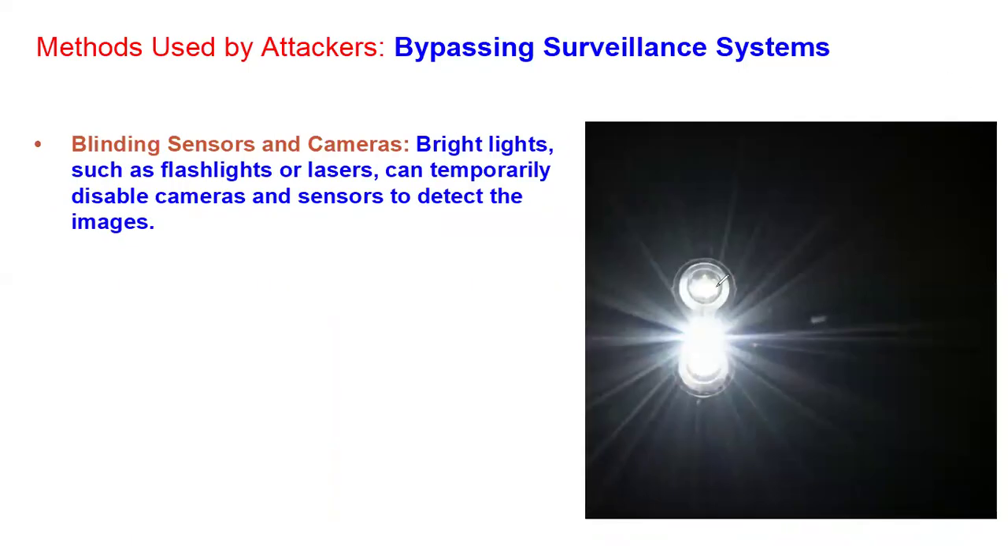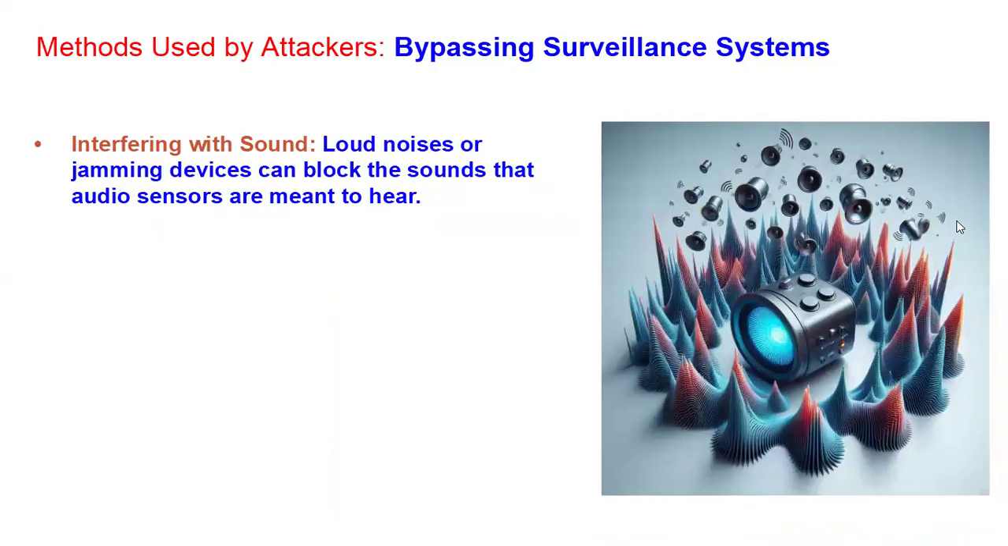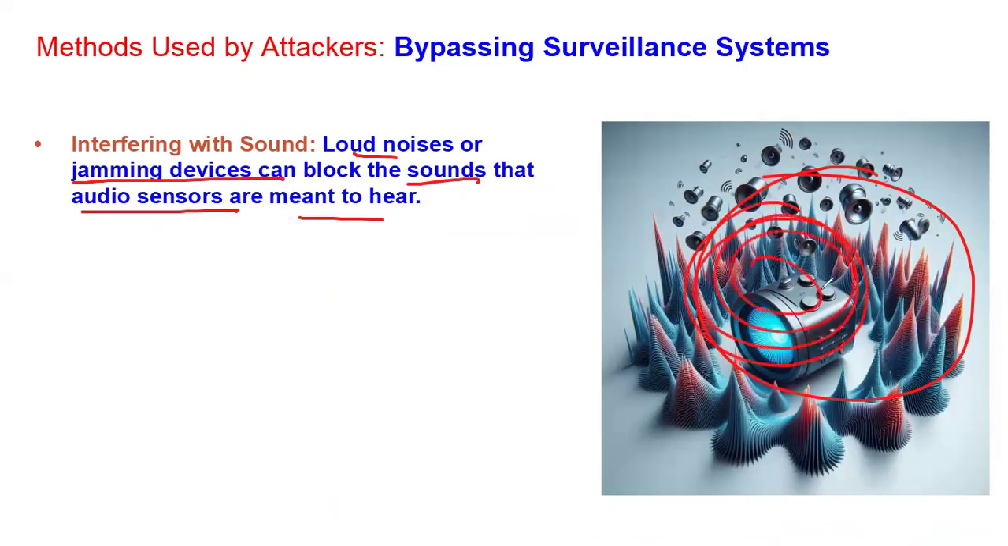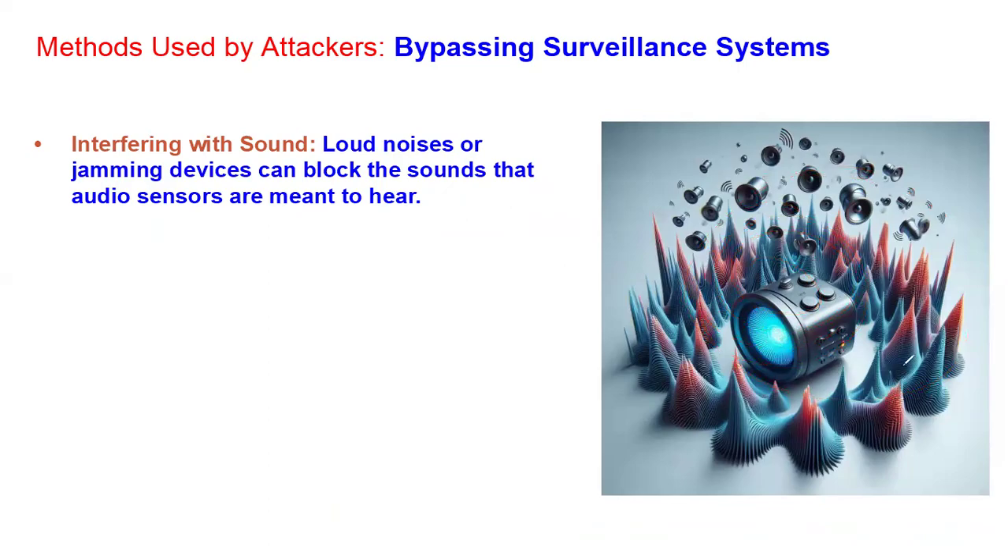They can also use bright lights to blind the cameras and sensors. Bright lights such as flashlights or lasers can temporarily disable cameras and sensors from detecting images. They will use loud noises or jamming devices to block the sounds that audio sensors are meant to hear, to fool the sensors, so the sensors won't be able to hear the real noise.